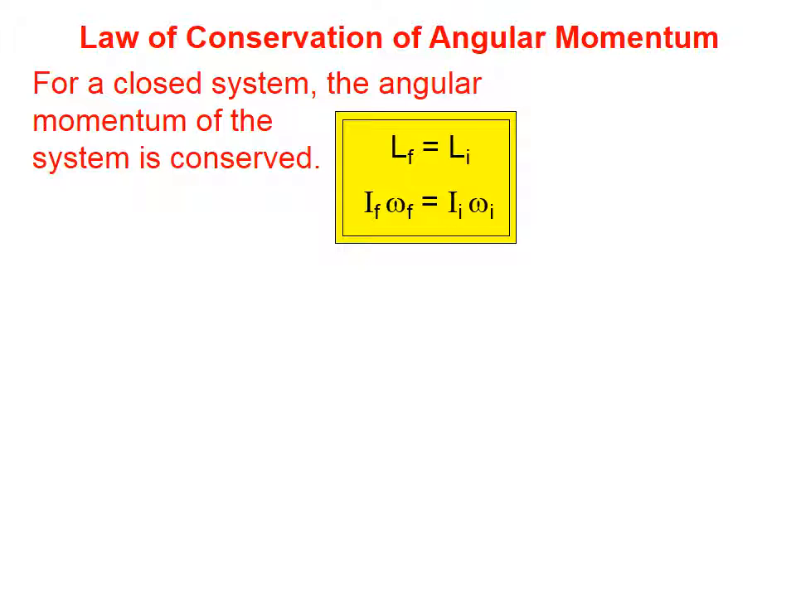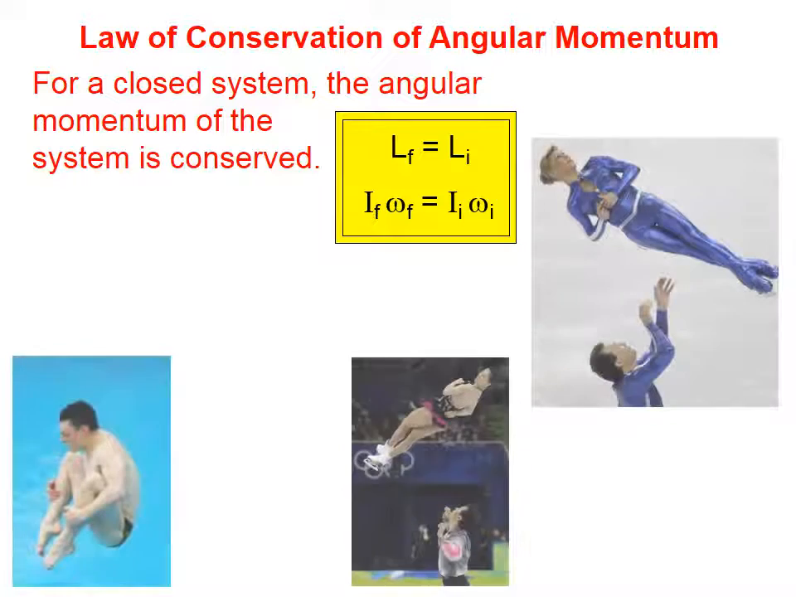A system changes its moment of inertia, and when it does that, it will change its rotational speed. Let's try a couple of examples.